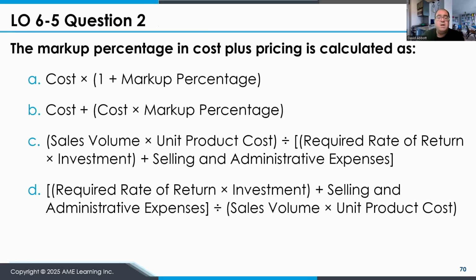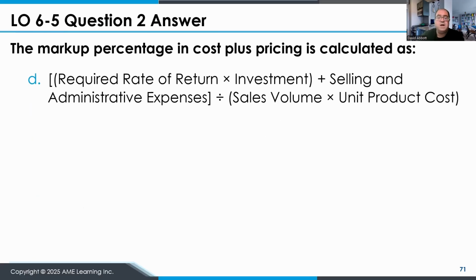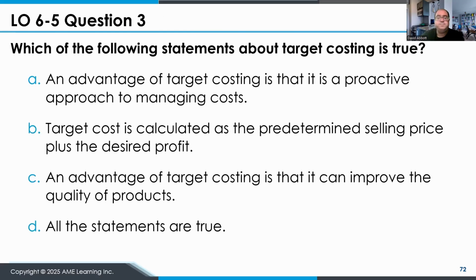And then again, what is going to be the equation that we're going to use in order to calculate the markup percentage in cost plus? It's going to be the required rate of return multiplied by the investment. And then to that, we're going to add the selling and administrative expenses. And we're going to divide that into our sales volume multiplied by our unit product cost.